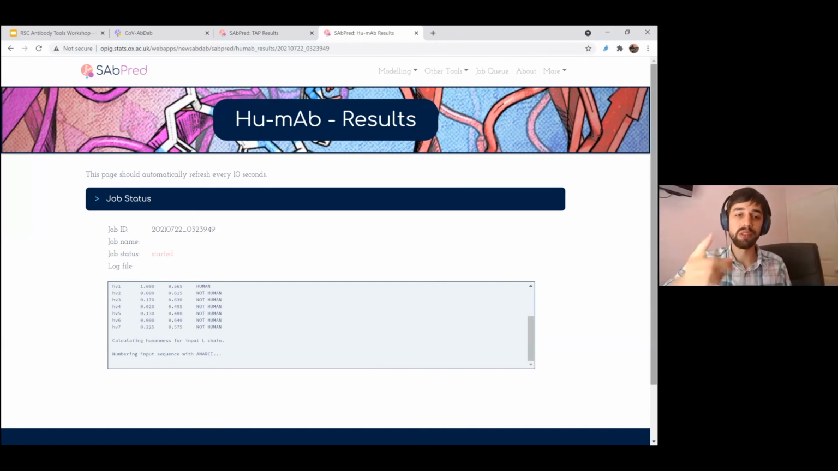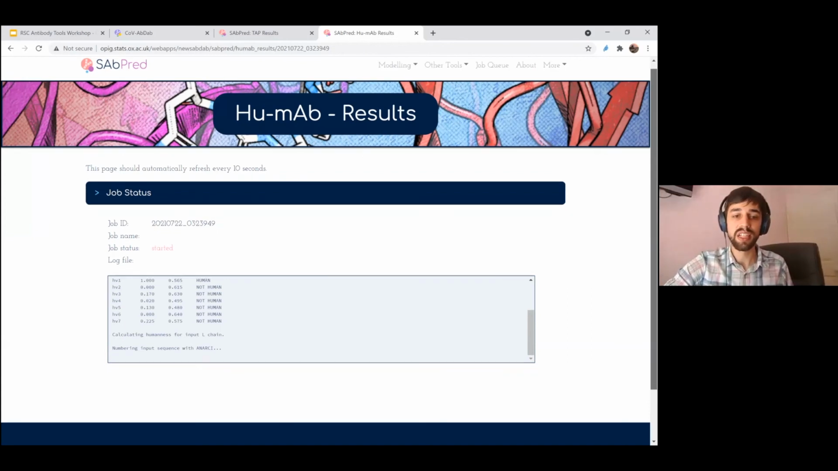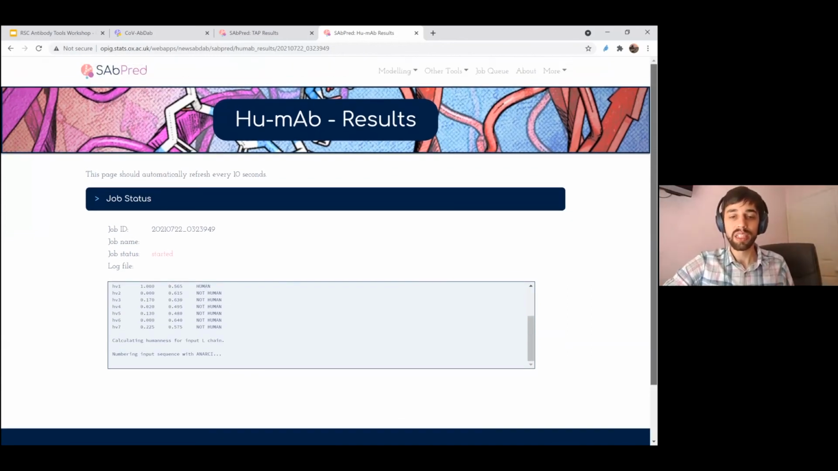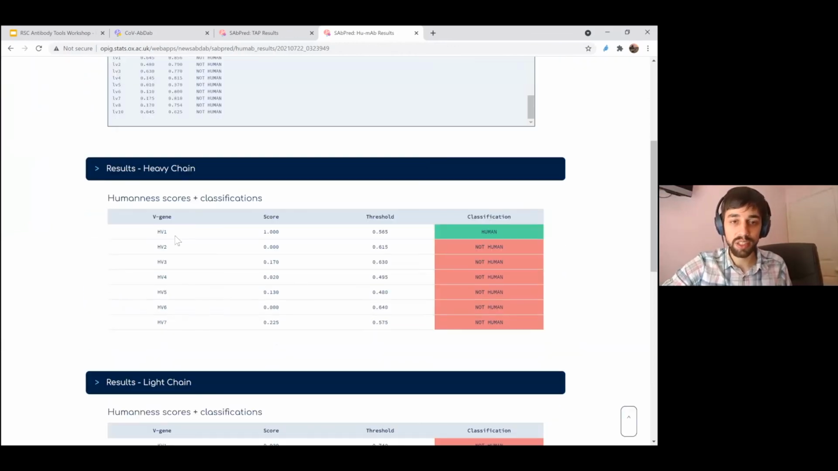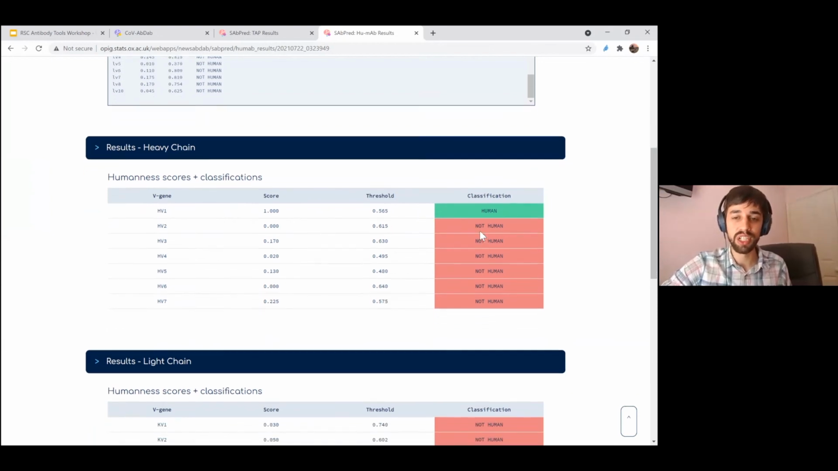And then based on its different thresholds and classifiers for the different V genes, it's going to say, is this a human sequence or not, for each of these chains. So it's already finished. It's decided with very high confidence that this is a human HV1 gene derived sequence. Big gap there from the threshold. So it's a human heavy chain for sure.